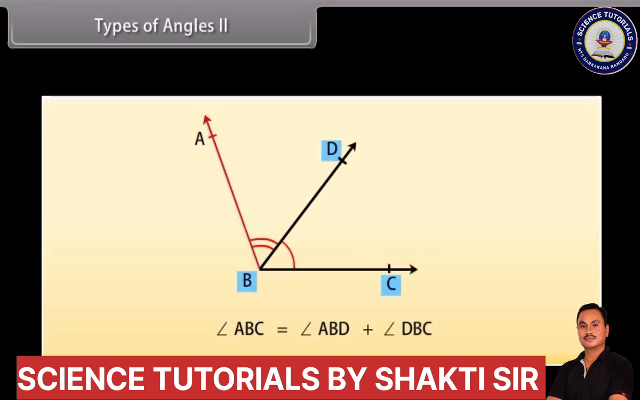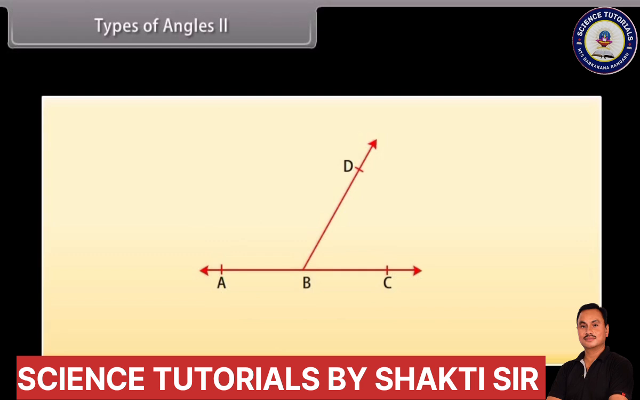If the non-common arms BA and BC form a line, then it will look like this. Then the angles ABD and DBC are called linear pair of angles.